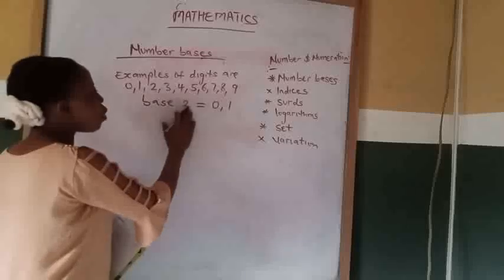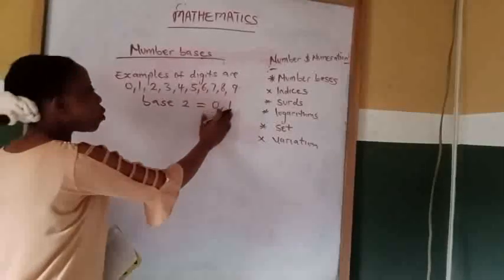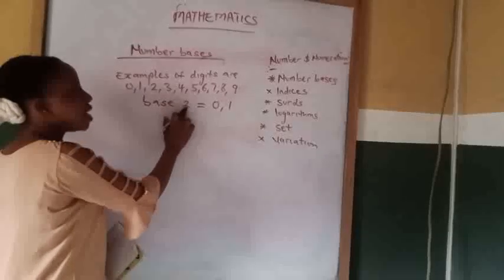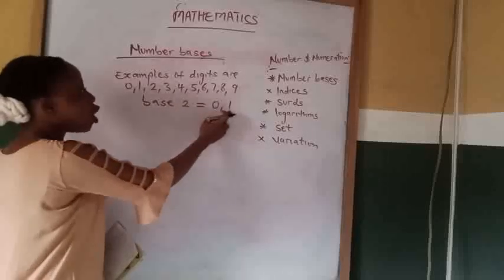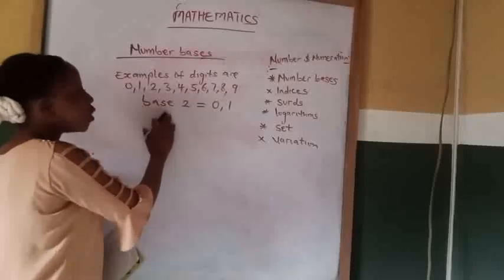So base 2 now, what are the possible digits for base 2? So they are 0 and 1. That is minus 1 lesser than the base. So base 2 now, 2 minus 1 will give me 1. So all the numbers lesser than 1, and 1, will be the what? The notation for base 2.